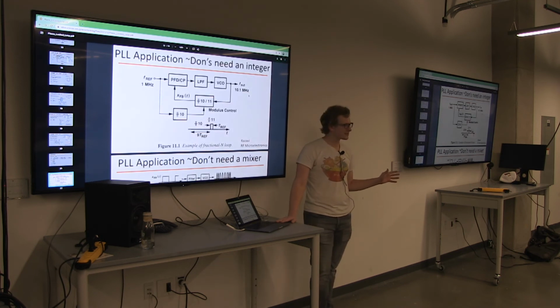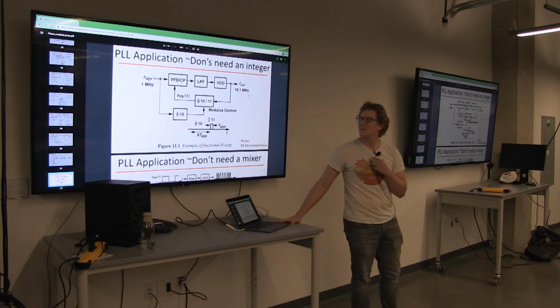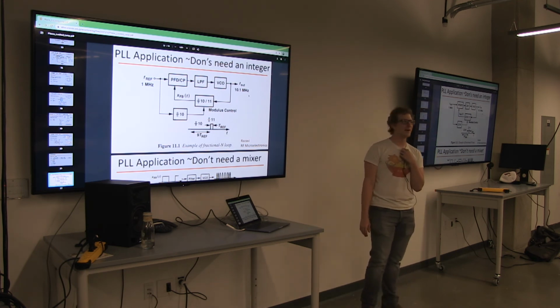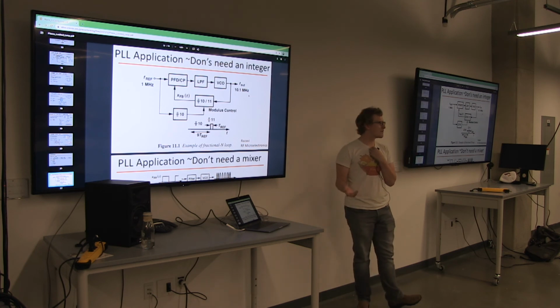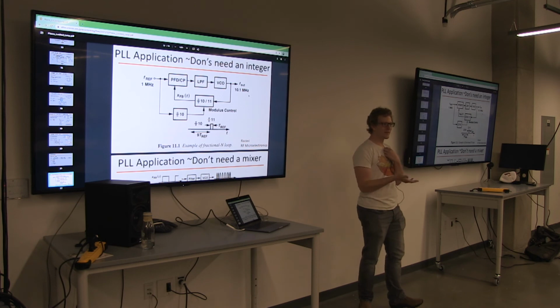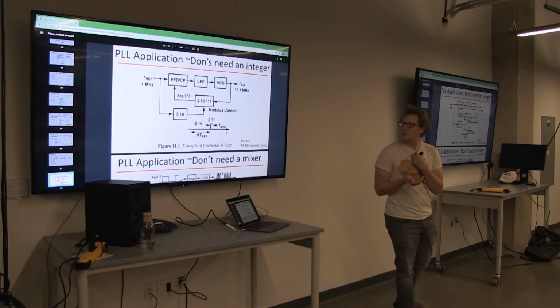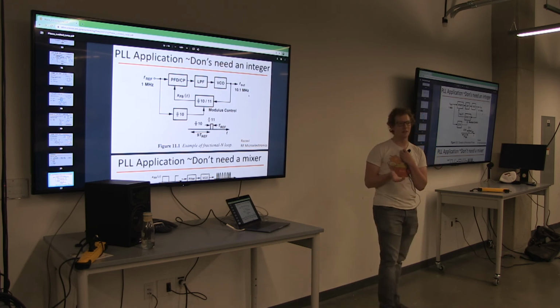How do you use one? So here's some applications that are interesting. It turns out that the PLLs we want for radios don't want to multiply by n. They want to multiply it by some number that gives us our output frequency. Now, the way we're going to do that is what's called a fractional n loop.